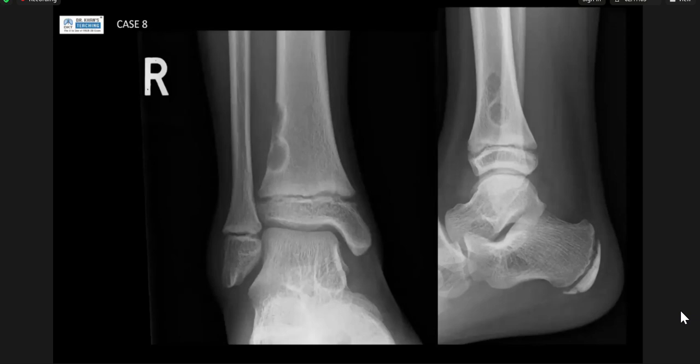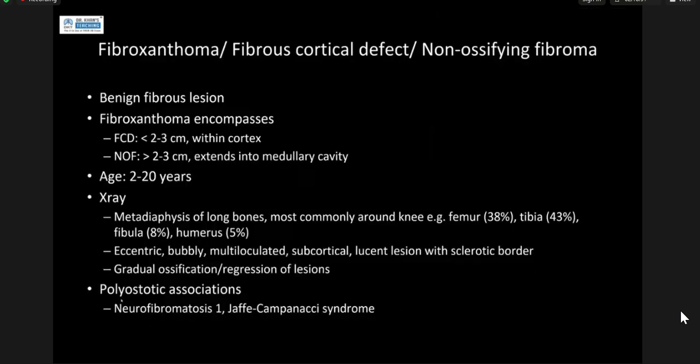When you follow these up, or when you incidentally follow these up, they tend to become a little bit more sclerotic until they completely remodel to normal bone. They are also known as fibroxanthoma, fibrous cortical defects. They're all on a spectrum of the same process. They're benign fibrous lesions. Really, the differentiator here is how large the lesion is, and that really decides what you call it. But a nice example, well described.